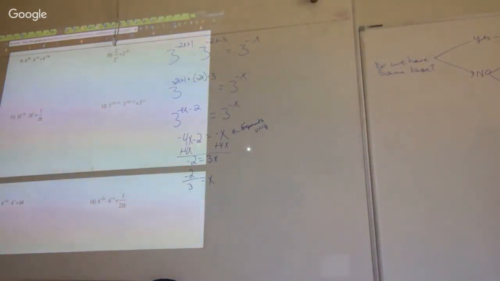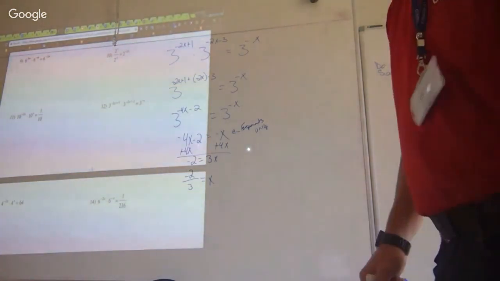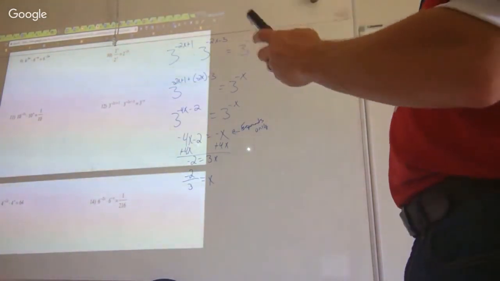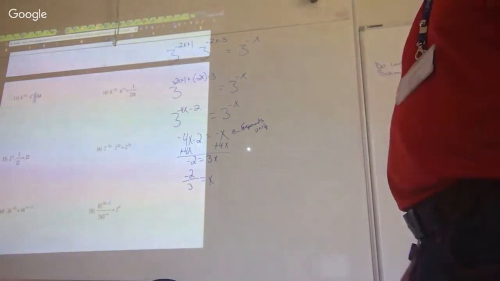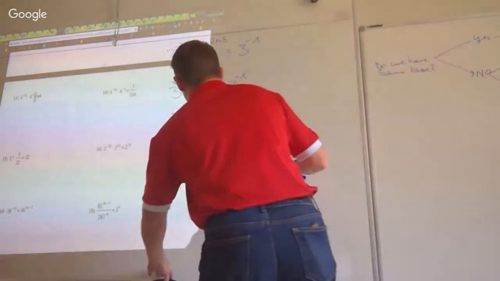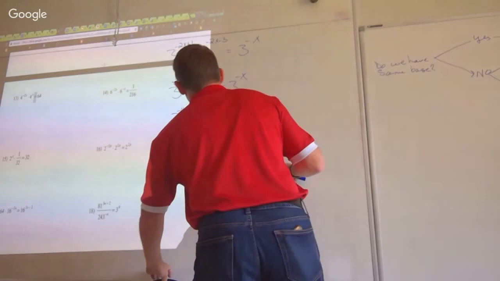All right, so that's 9, 10, 11, and 12. 14 is the one up next. All right, here we go. 14. Ooh, 14 is nice. Can I erase this? Yeah.